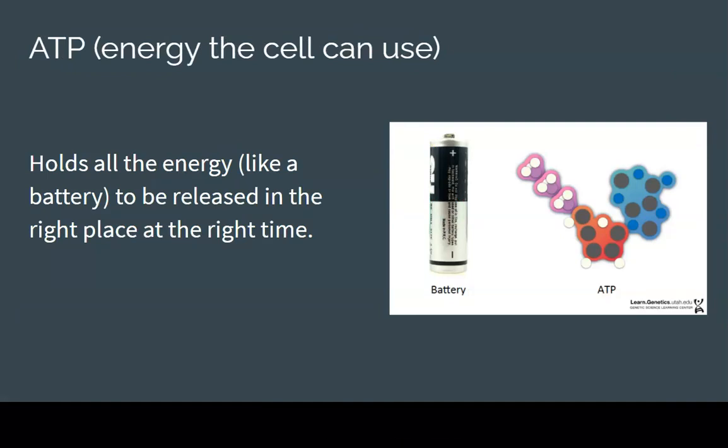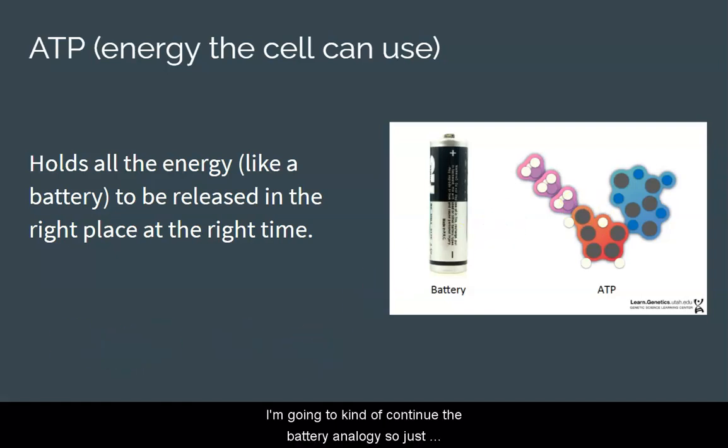Okay. So let's talk a little bit more about ATP. ATP is the energy the cell can use. Think of it like the cell's battery. It holds the energy to be released. And it does this because it holds the energy in some of the bonds. Just like we had talked about energy being stored in glucose, energy is stored in the ATP molecule. And then it can be released in your body at the right place at the right time.